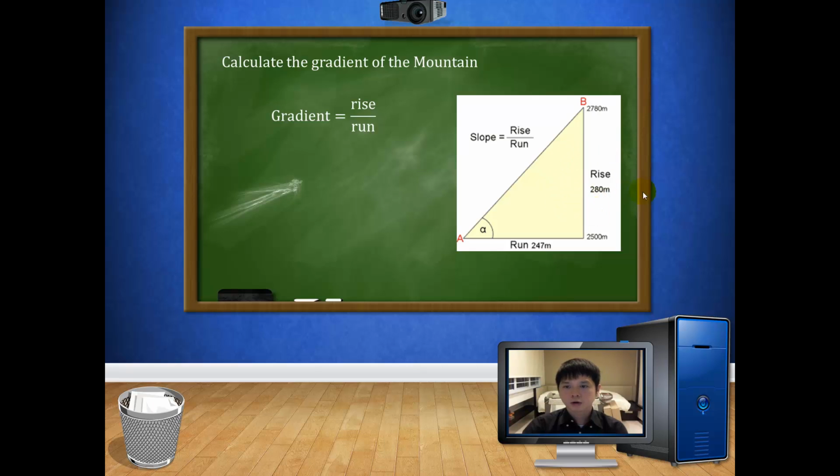If the rise is 280 meters and the run is 247 meters, the gradient or the slope is equals to 280, which is the rise, over 247, which is the run, and hence the gradient is 1.13.